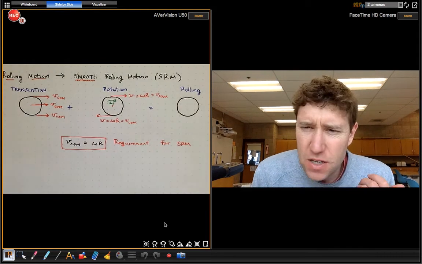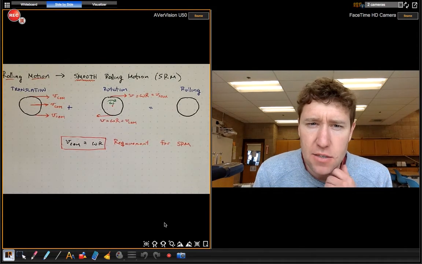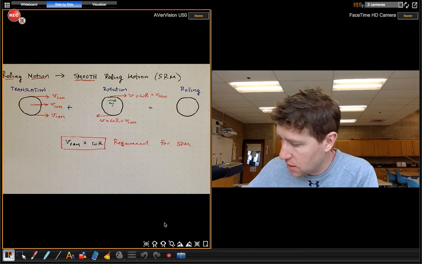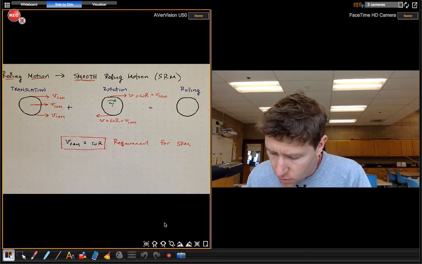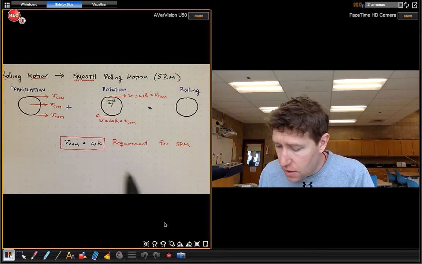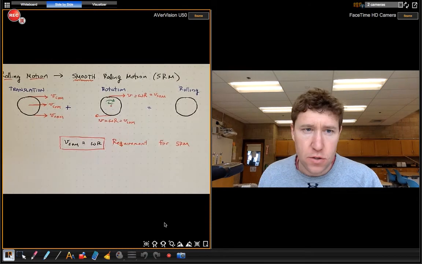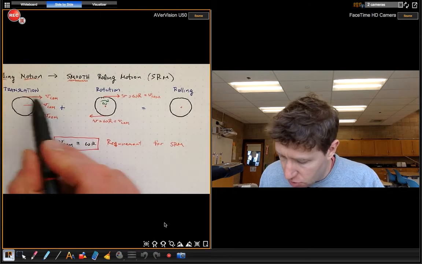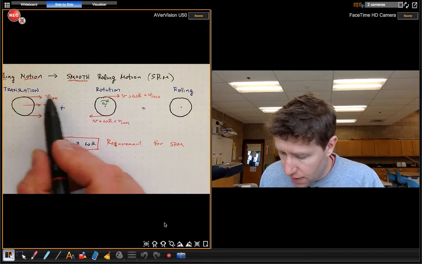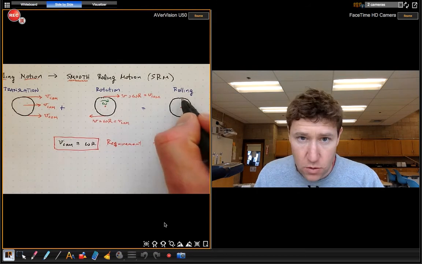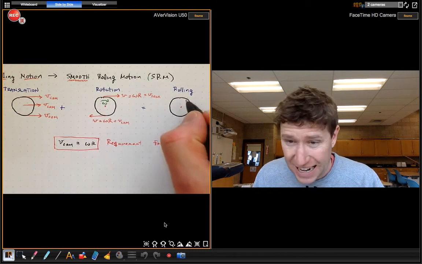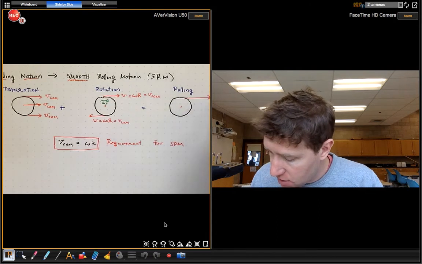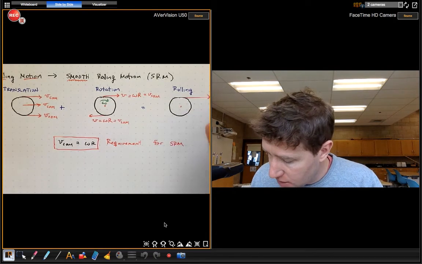If it's not obvious to you why that has to be the case, hopefully it will become clearer as we move through our discussion here. So if I combine them for all the points, what do I notice for rolling motion? Well, I notice the following. If I take these two vectors and combine them, imagining an actual rolling wheel, a rolling hoop, the velocity at the top part of the wheel is equal to twice v com.